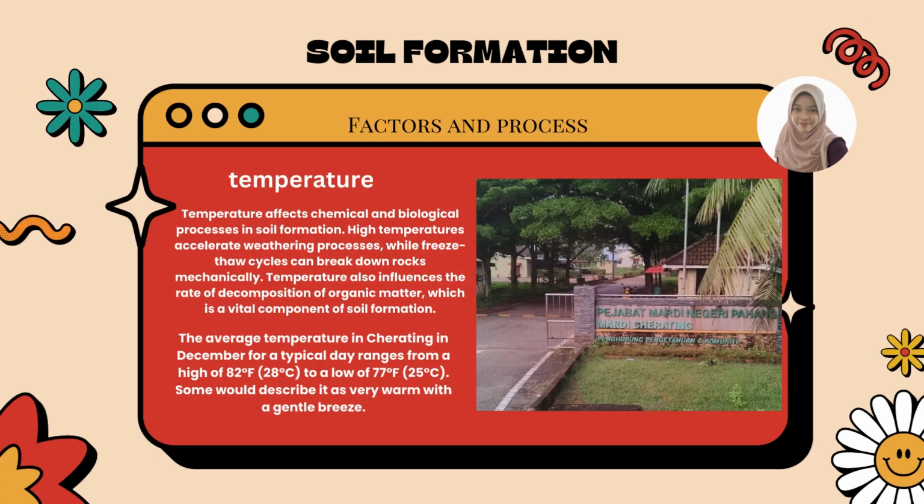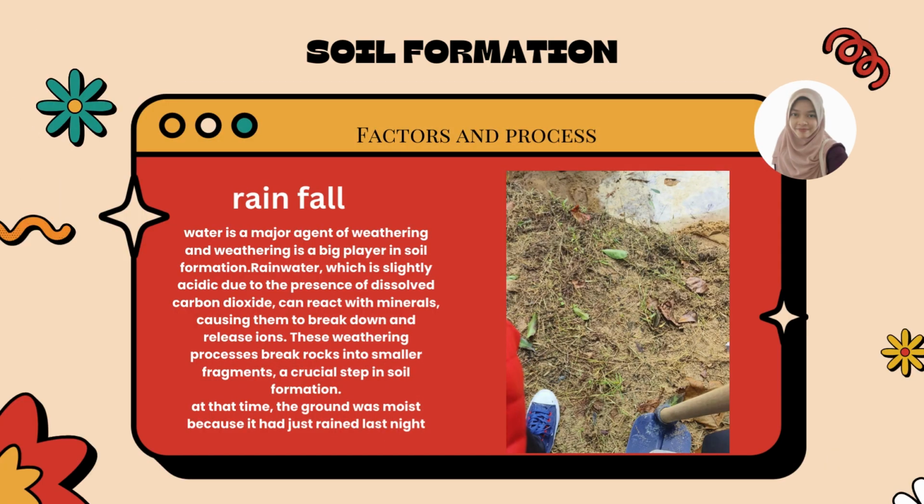Next is temperature. Temperature affects chemical and biological process in soil formation. Temperature can also influence the rate of decomposition of organic matter, which is a vital component of soil formation. The average temperature in Cerating in December for a typical day range from a high of 82 Fahrenheit, which is 28 Celsius, to a low of 77 Fahrenheit, which is 25 Celsius. The last factor of soil formation is rainfall. For your information, water is a major agent of weathering, and weathering is a big player in soil formation.